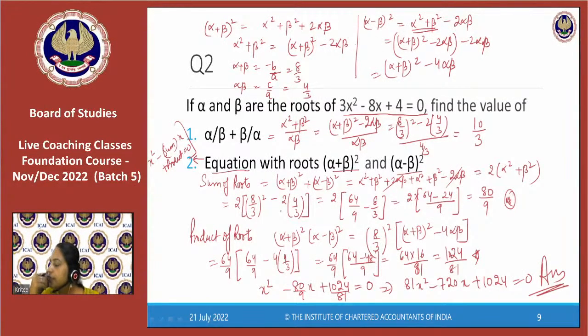Yes. Sakaldeep has given the correct answer. Product of roots, you just have to multiply these two values, right? But see, alpha plus beta whole square you know the value, but we do not know the value for alpha minus beta here. So what we can do is, instead of alpha minus beta whole square, I can replace this as alpha plus beta whole square minus 4 alpha beta. So now again, I know the value of alpha plus beta, I know the value of alpha beta, and then I am opening the bracket.